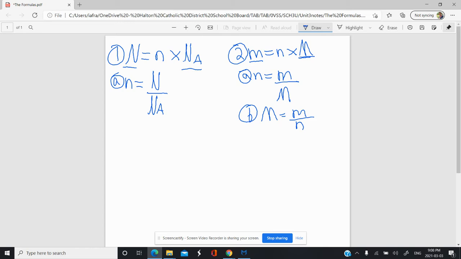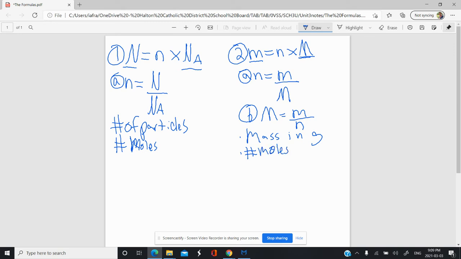So generally, this equation 1, you're basically using it for the number of particles of some sort that you're trying to find, or the number of moles if you have the number of particles. For equation 2, you're really using that if you want to find the mass in grams or the number of moles if you have the mass in grams.